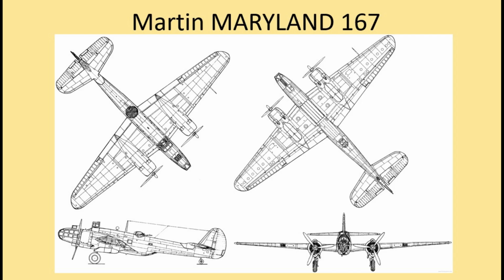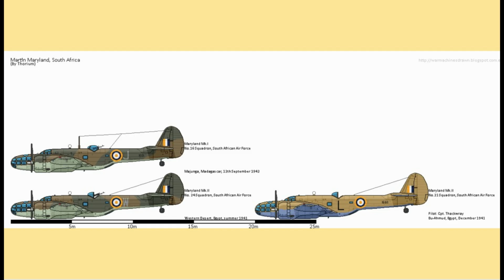This is a drawing of a Martin Maryland 167. It's a plane built in the States initially, but used quite a lot by the French and the Royal Air Force, as well as the South African Air Force. And in fact, this shows 3 different squadron Marylands. The top one is labeled 16th Squadron, the lower one, the 24th Squadron, and then the one on the left, which serves in the desert.